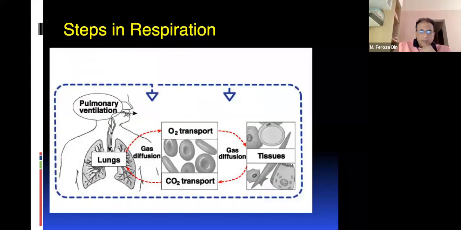This is just summarizing the 4 steps that I've mentioned to you. The first one is pulmonary ventilation. You get gases into the lungs, and then from the lungs, you get diffusion, where oxygen enters the blood and carbon dioxide comes out of the blood. The gases within the blood are then transported, and then at tissue level, oxygen enters the tissues and carbon dioxide comes out of the tissues.